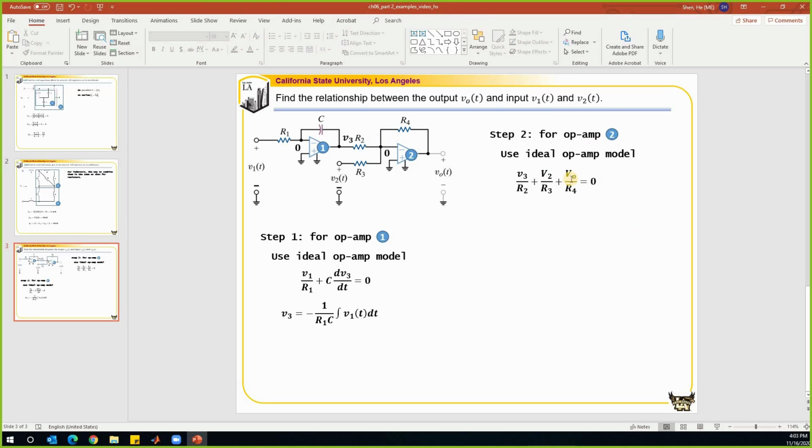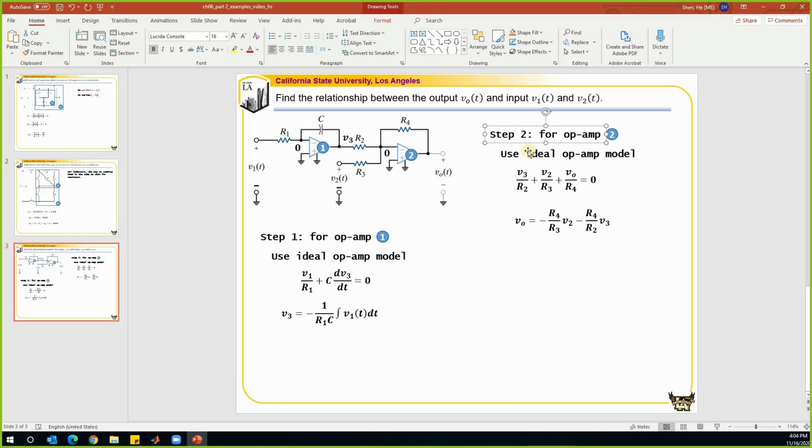So this is how we write the design equation. So this is how we get the relationship between VO and V2, V3. Move these 2 terms to the right-hand side and multiply the equation by R4 on both sides. So we have VO is equal to negative R4 over R3 times V2 minus R4 over R2 times V3.